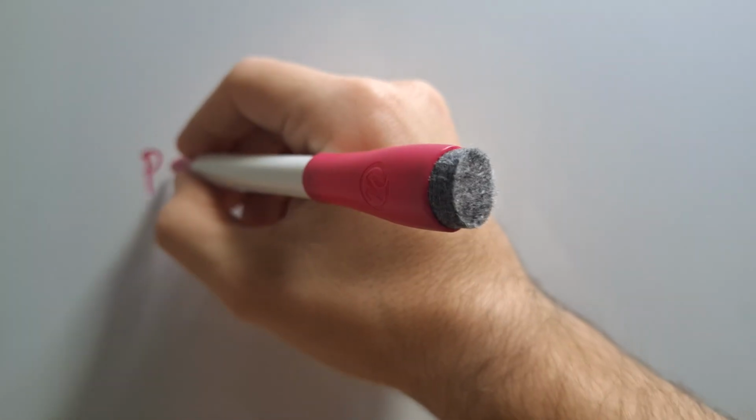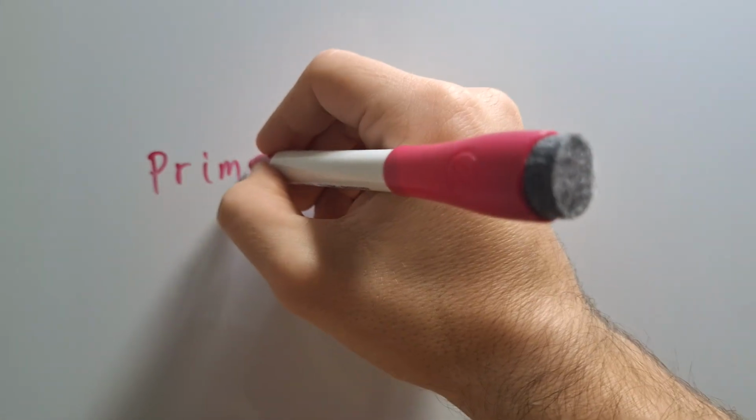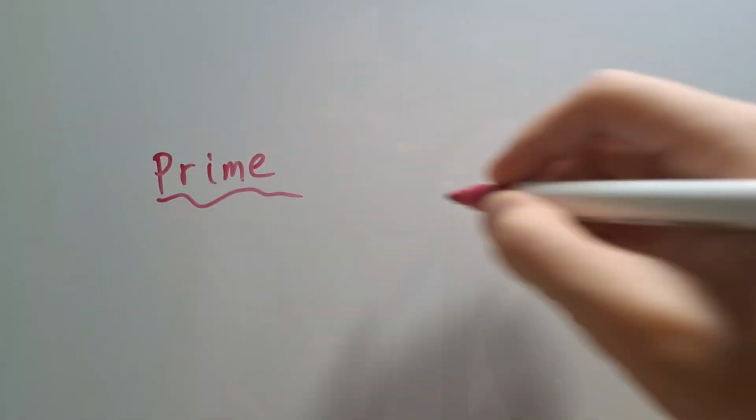Hello everyone. In this video we're going to talk about two different types of numbers. Now in a previous video I mentioned whole numbers, integers, natural numbers, those kinds of numbers. For this video we're going to talk about what are called prime numbers. So what defines a prime number?